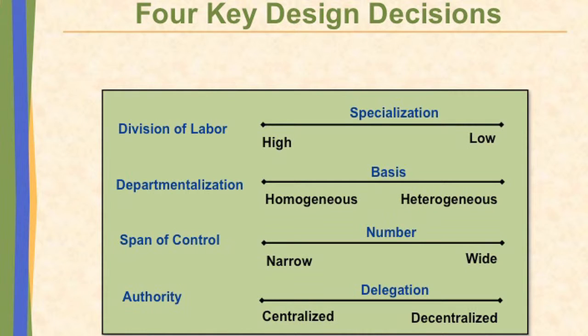We said there were 4 key design decisions, and these are displayed in this particular chart, where we look at the division of labor, and we look at whether we have really specialized jobs or whether jobs are very broad. We look at whether we have departmentalization on the basis of how diverse it is or how similar the jobs are. We look at the span of control between how many people are supervised, departments, divisions, or how few. And we look at the delegation of authority between how centralized the organization is or how decentralized the decision process is.